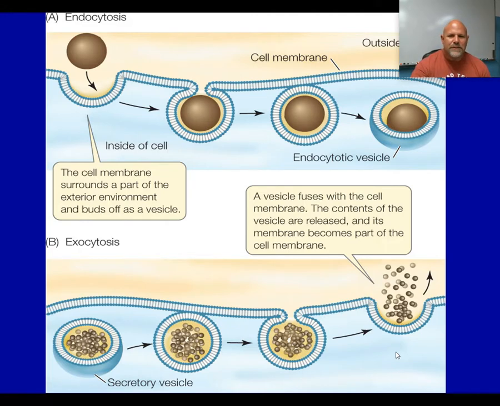So endo to enter, exo to exit. The easy way to remember that is EN starts endocytosis and enter, and EX starts exocytosis and exit.